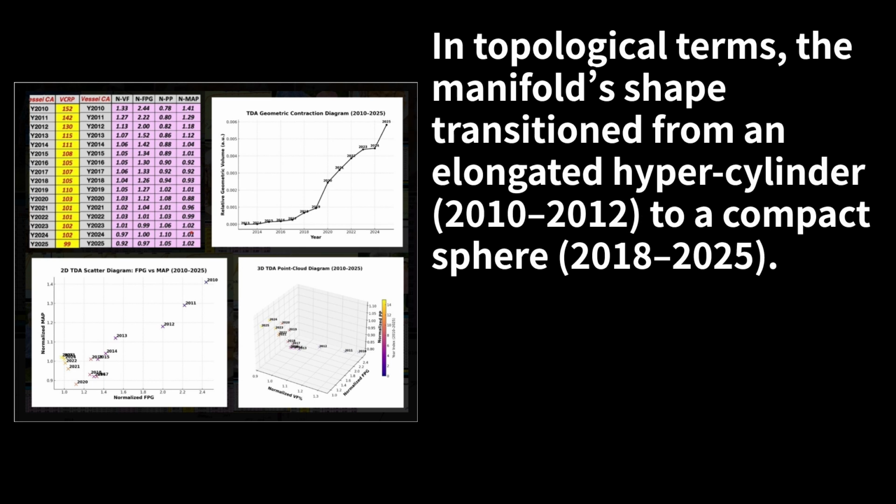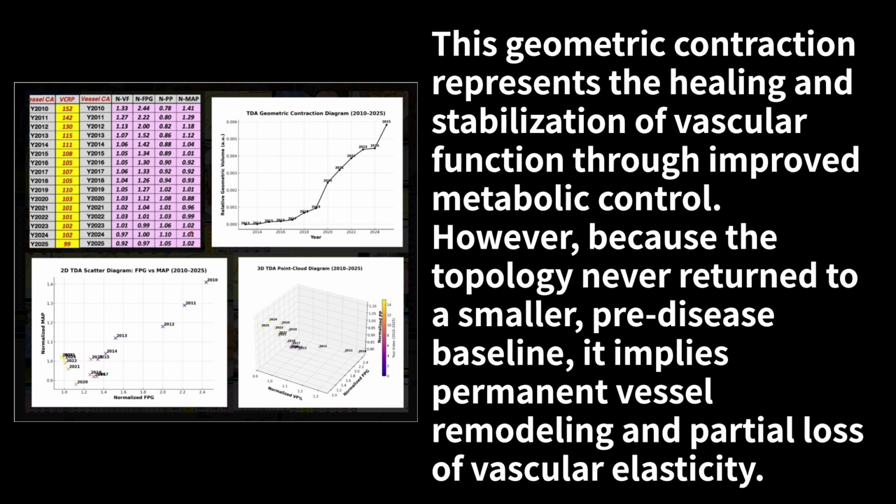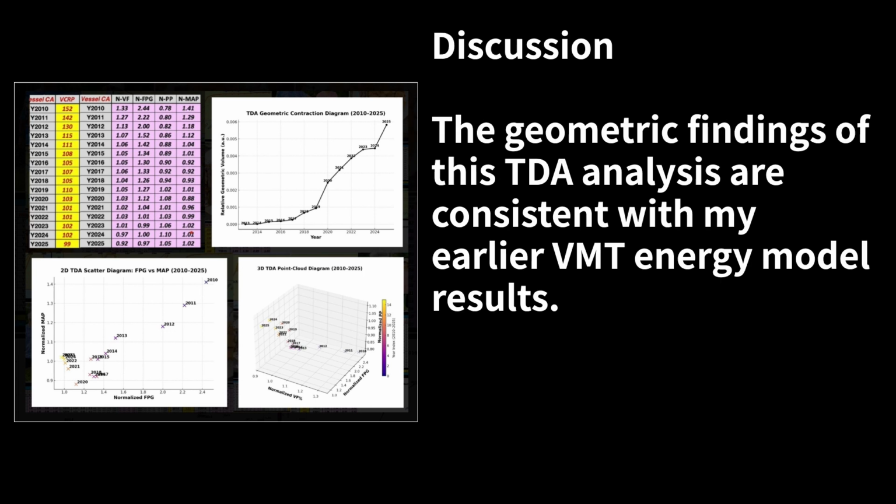In topological terms, the manifold shape transitioned from an elongated hypercylinder, from 2010 to 2012, to a compact sphere, from 2018 to 2025. This geometric contraction represents the healing and stabilization of vascular function through improved metabolic control. However, because the topology never returned to a smaller, pre-disease baseline, it implies permanent vessel remodeling and partial loss of vascular elasticity. Discussion. The geometric findings of this TDA analysis are consistent with my earlier VMT energy model results.